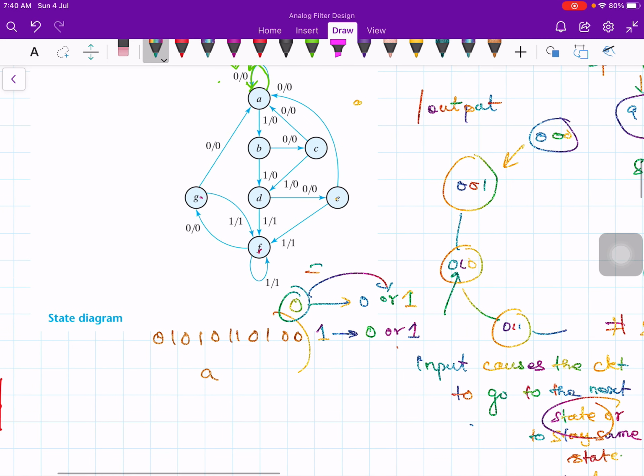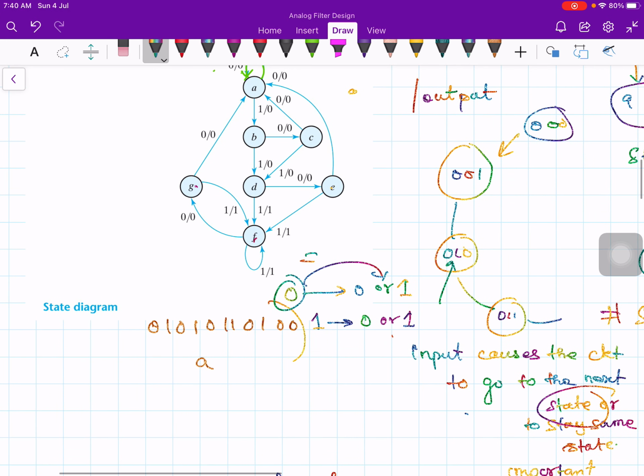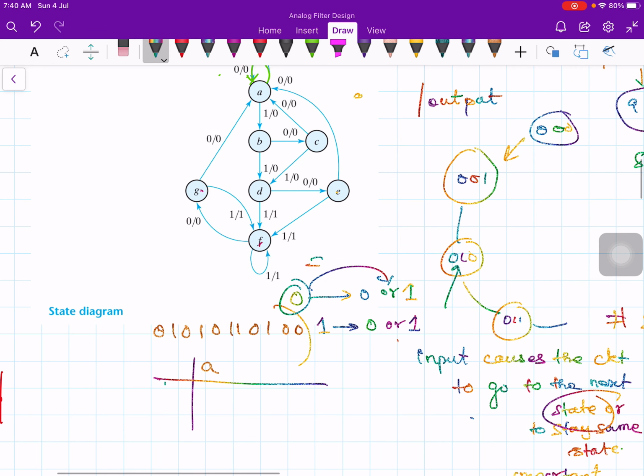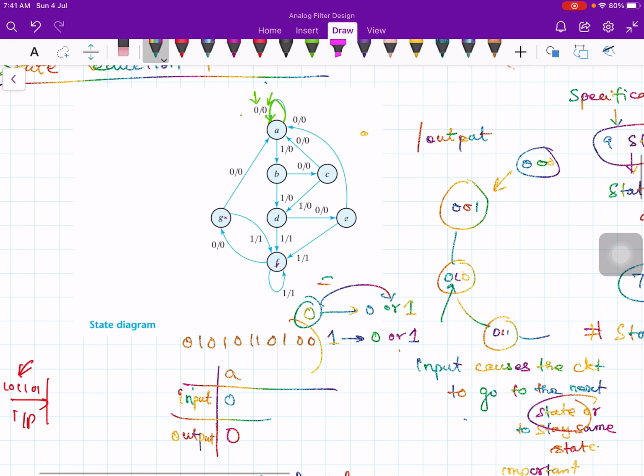Now let us start with the circuit diagram with the initial state A. Let me try to find out the sequences with the present state A and an input of 1. So look at the state diagram. First let us start with input 0. Now what is going to happen? What is the output? Output is also 0.